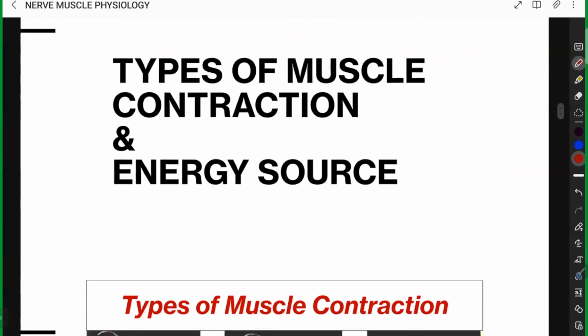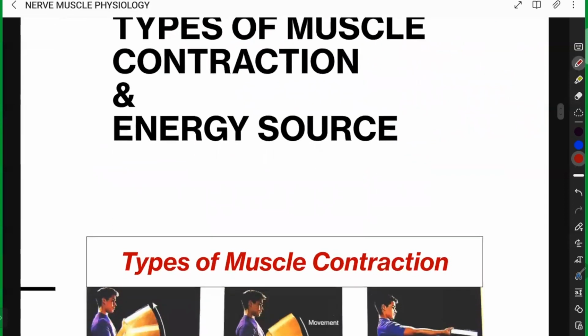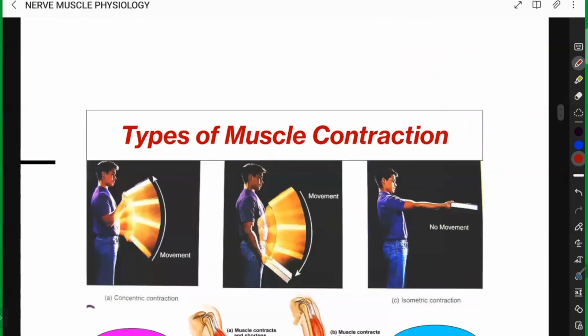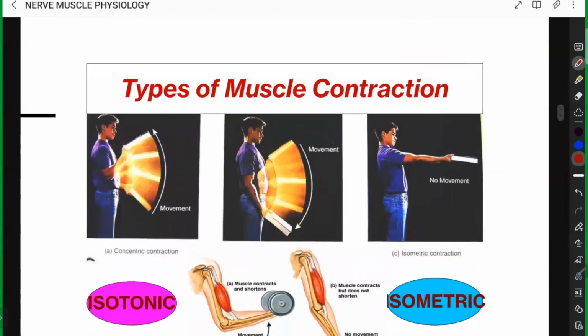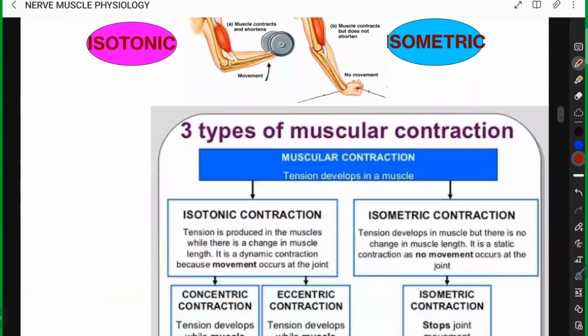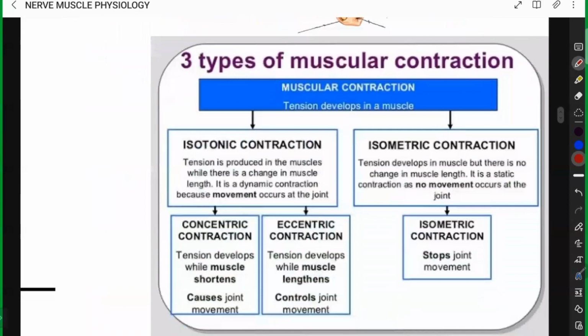Before moving to that, you need to understand the different types of contraction and the energy sources. So that is what we are going to discuss here. There are different types of contraction: either isotonic or isometric, or three types: concentric, eccentric, and isometric. All these things are there. What are these types of contractions?